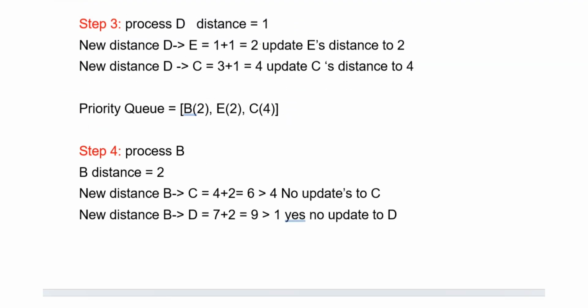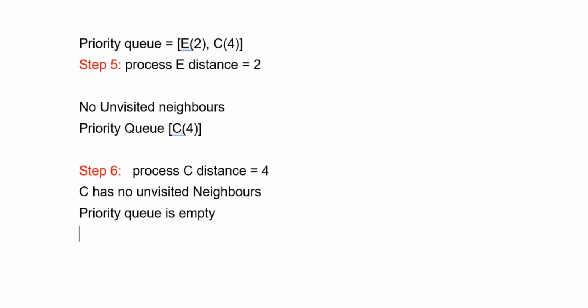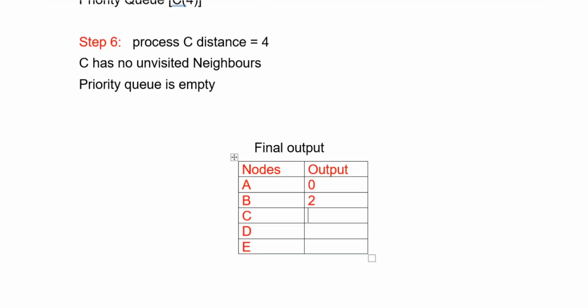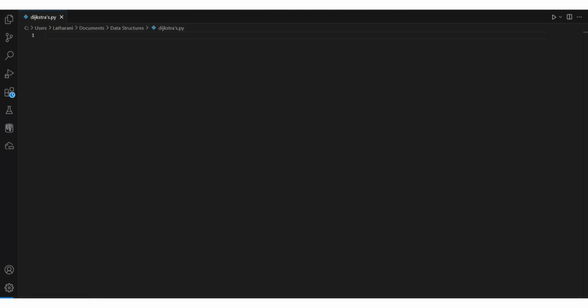The final output is: the new distance of A is 0, the new distance of B is 2, the new distance of C is 4, the new distance of D is 1, and the new distance of E is 2. This is the final output. The main aim of Dijkstra's algorithm is to find the shortest path from a given source node to every other node in a graph.